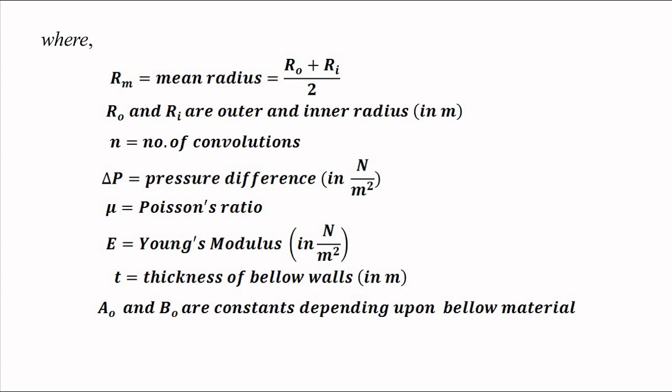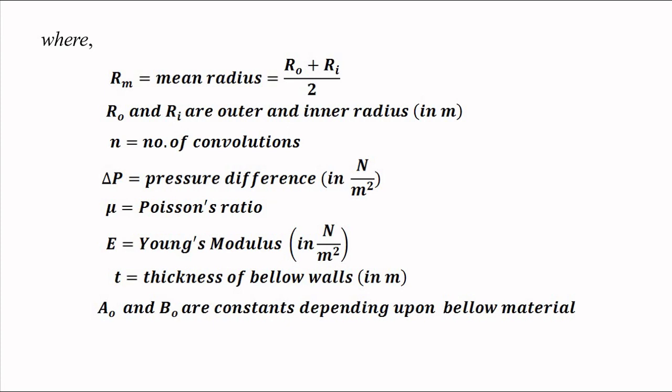Mu is the Poisson's ratio, which is lateral strain by longitudinal strain. Then E is Young's modulus of elasticity, T is thickness of the bellow walls, and A0 and B0 are constants which depend upon what type of material is used for the design of the bellows. So this is for pressure measurement.